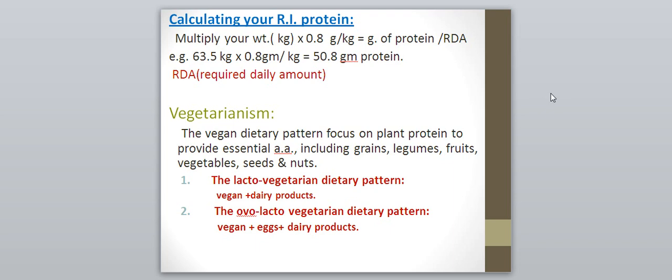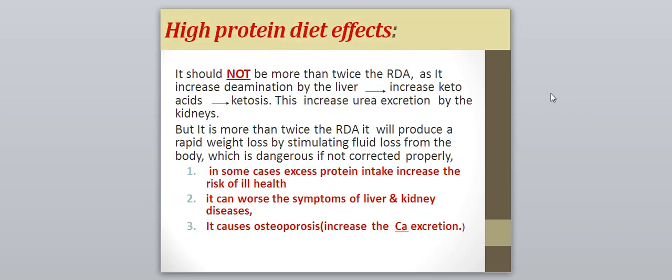We have heard about vegetarianism. What does it mean? Vegetarians take vegetables, and the dietary pattern focuses on plant protein to provide essential amino acids, like grains, legumes, fruits, vegetables, seeds, and nuts. There are 2 varieties. We have the lacto-vegetarian dietary pattern, who depend on vegetables and dairy products, and the ovo-lacto-vegetarian dietary pattern, who depend on vegetables, eggs, and dairy products.